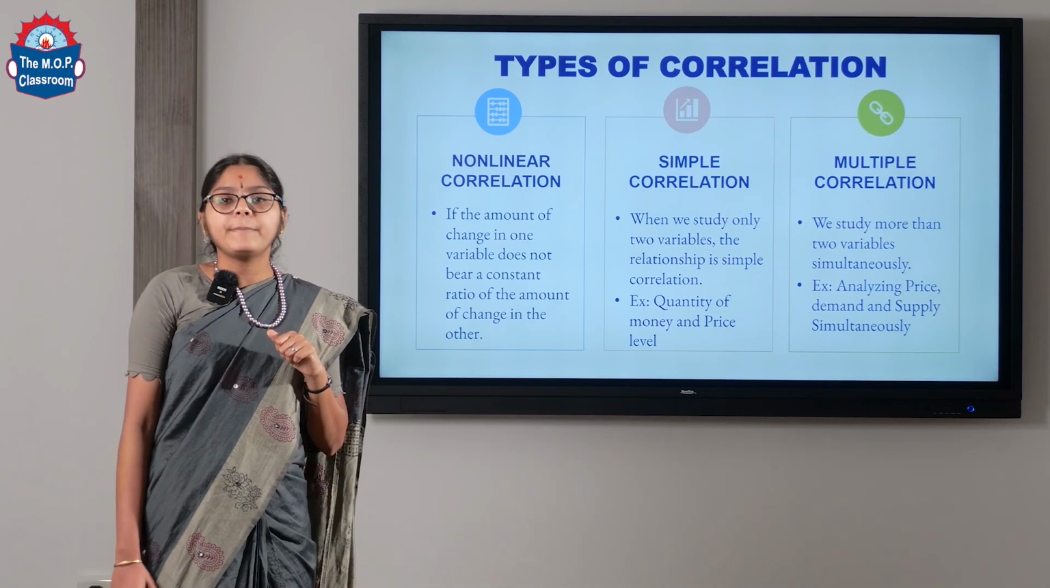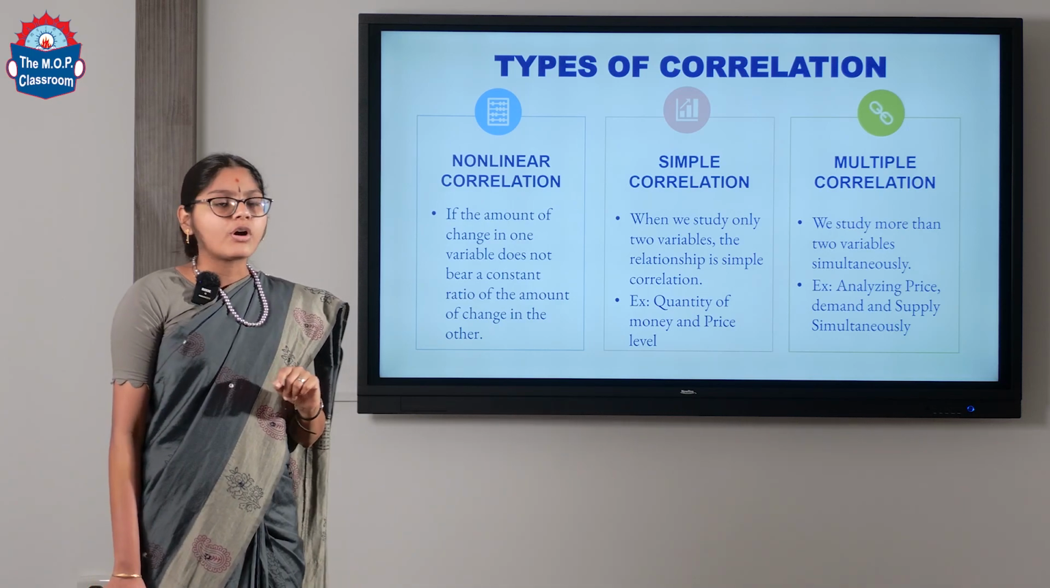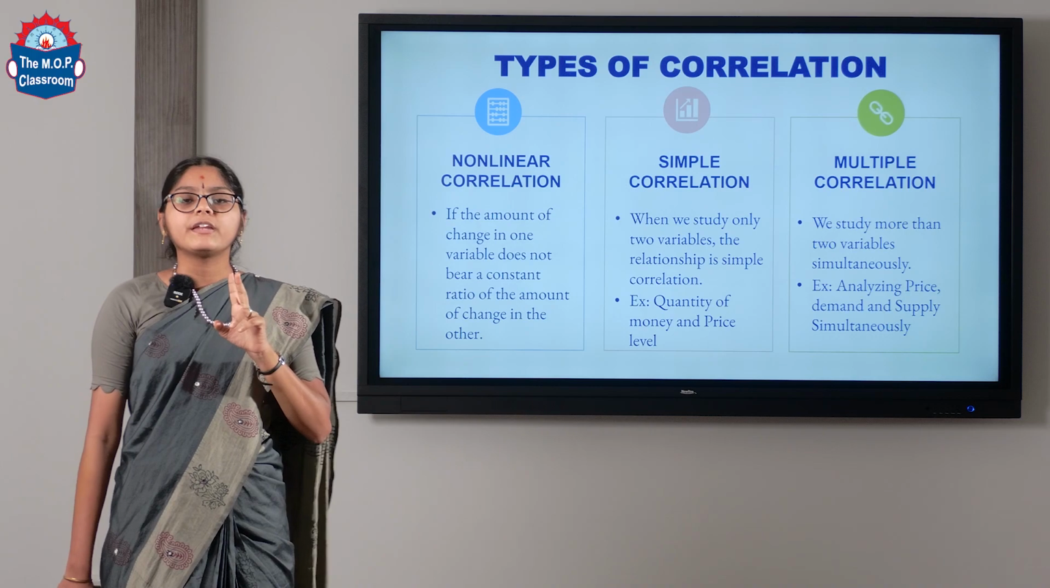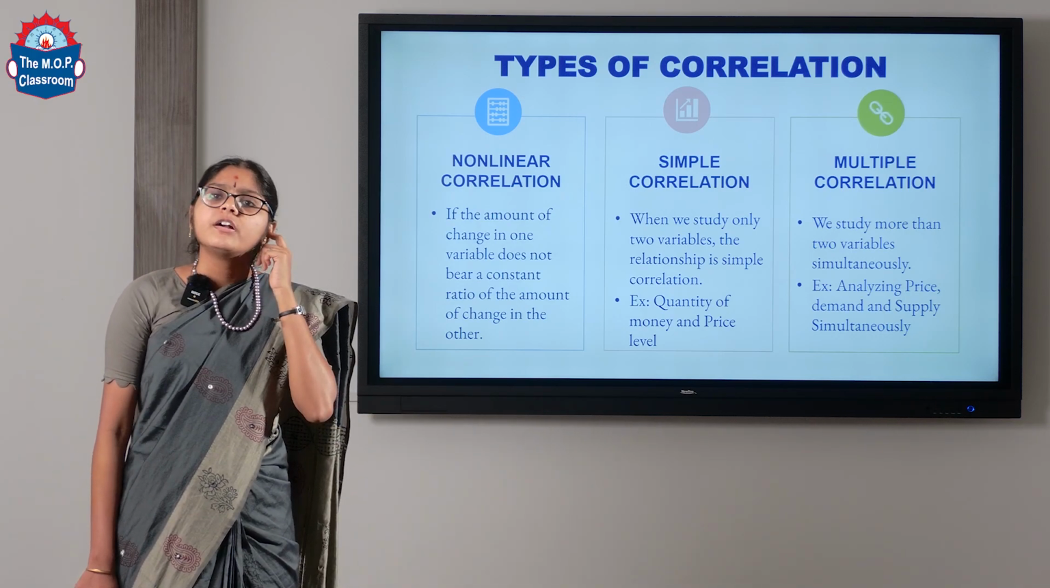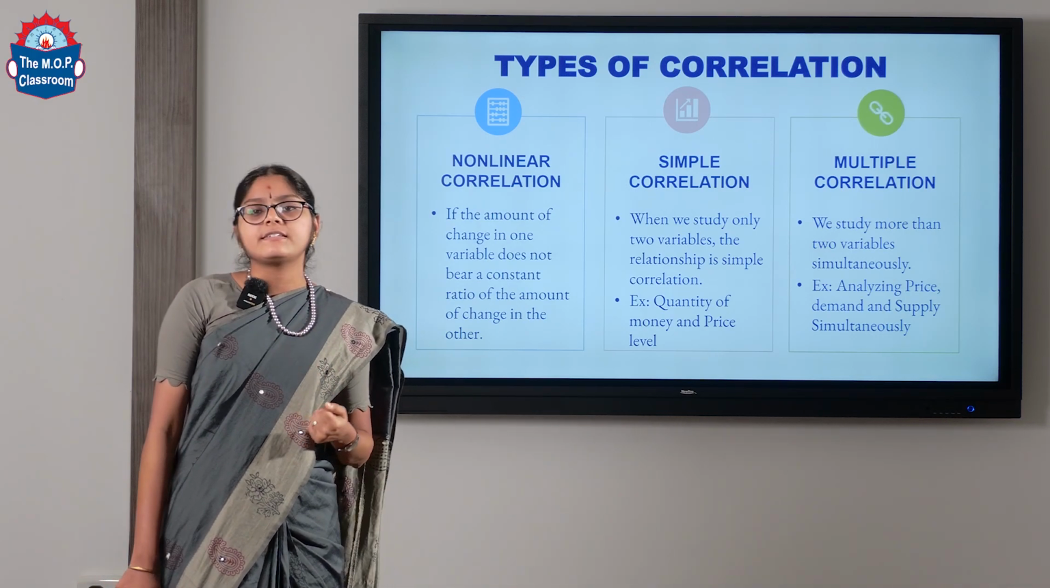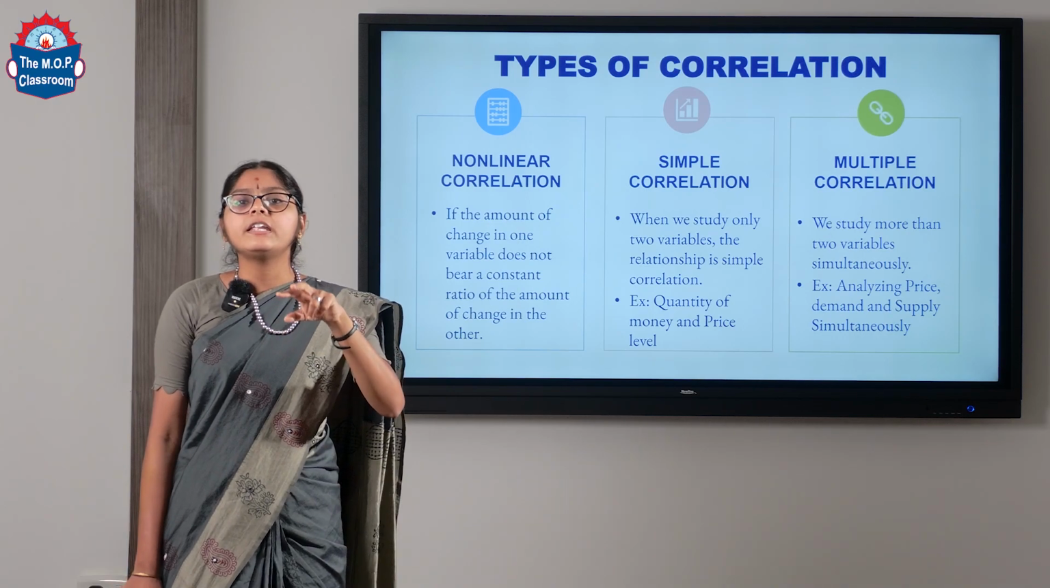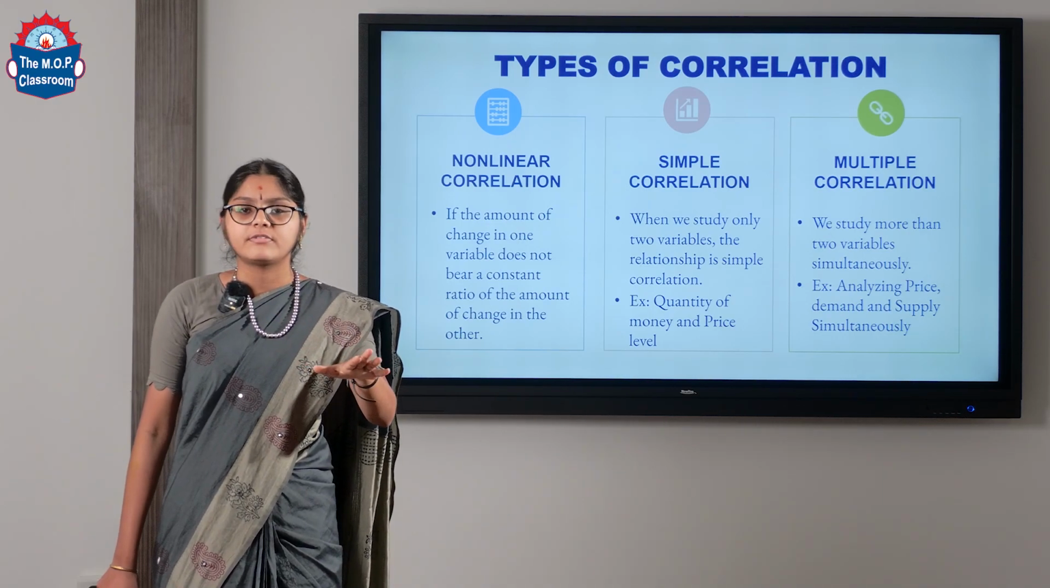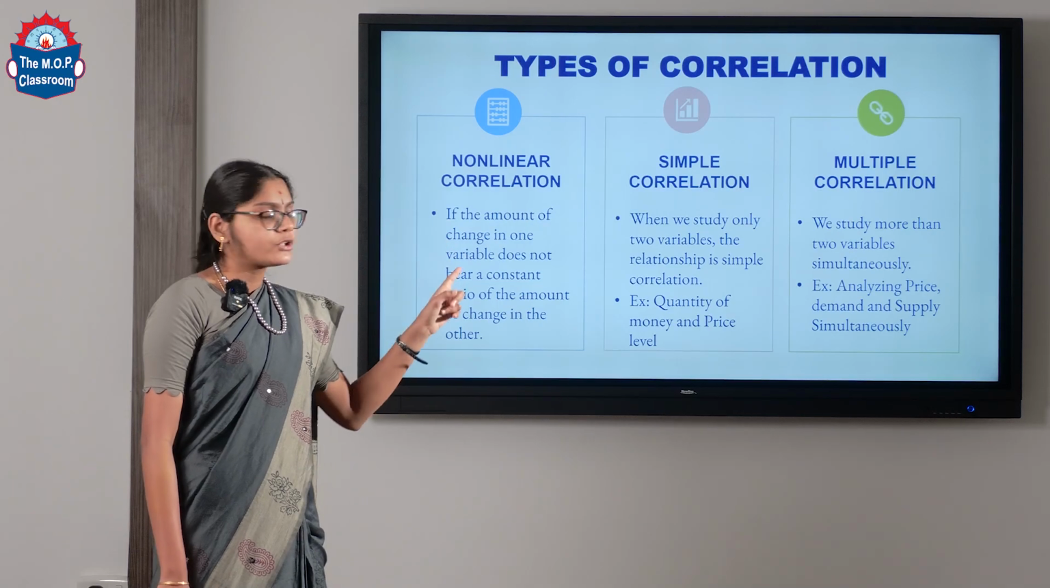Next is simple correlation. In simple correlation, when we study only two variables, the relationship is simple correlation. A very good example is price and demand, or price and supply. Here we are dealing with only two variables, simple, right? So that is why it is known as simple correlation.